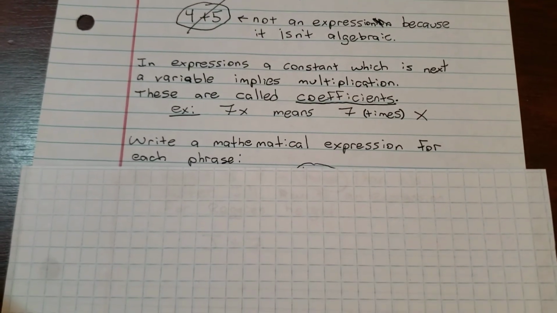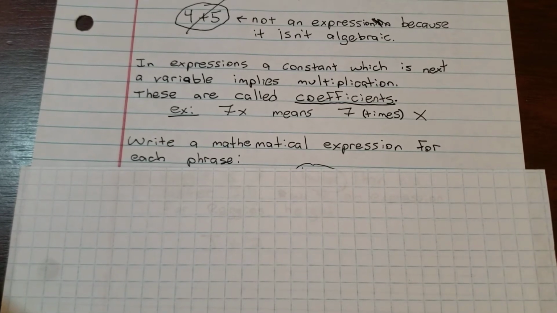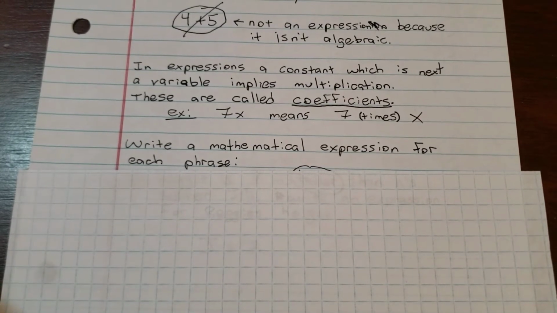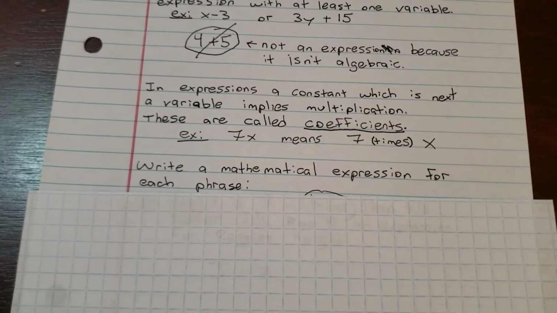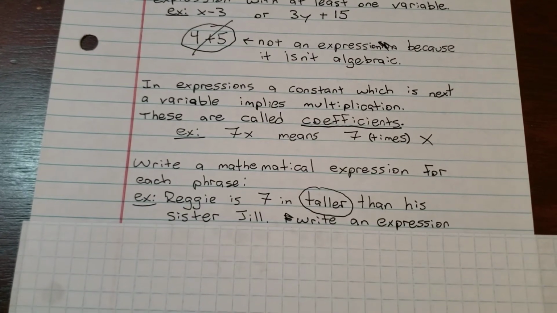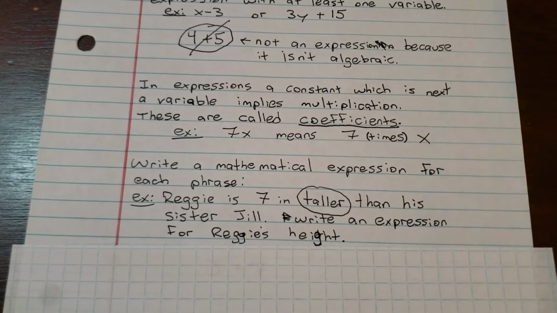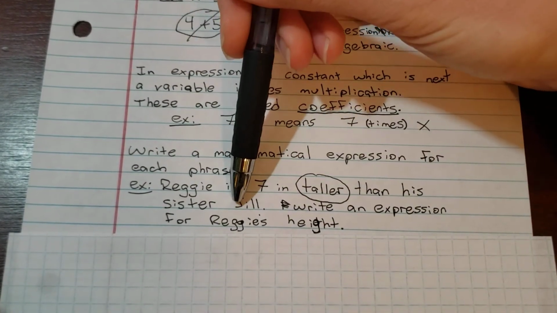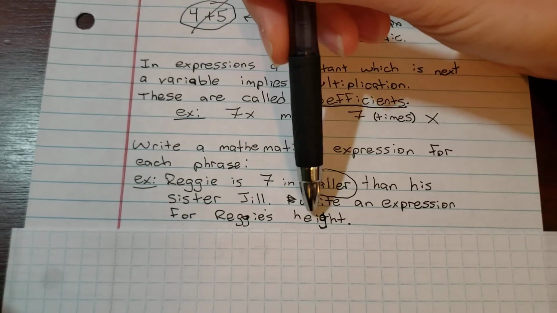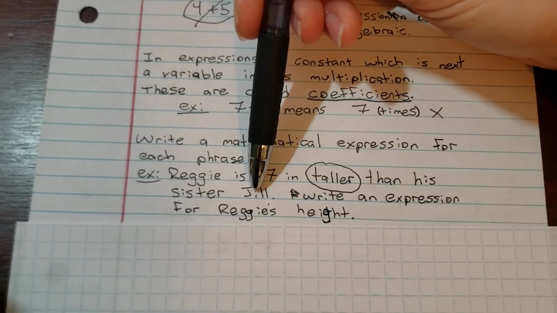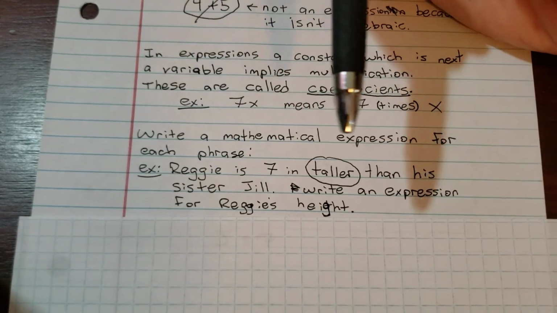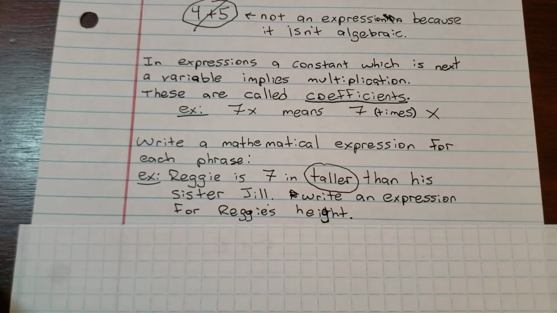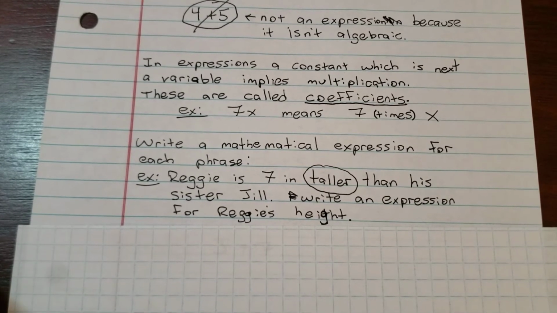Now, what you're going to be asked is to write mathematical expressions for word phrases. Okay, this can get confusing, so I want to break it down for us. Okay, first, Reggie is 7 inches taller than his sister Jill. Write an expression for Reggie's height. Now, we don't actually know what Jill's height is, nor do we know what Reggie's height is. What do we do for a number when we don't know exactly what it is? We give it a variable.